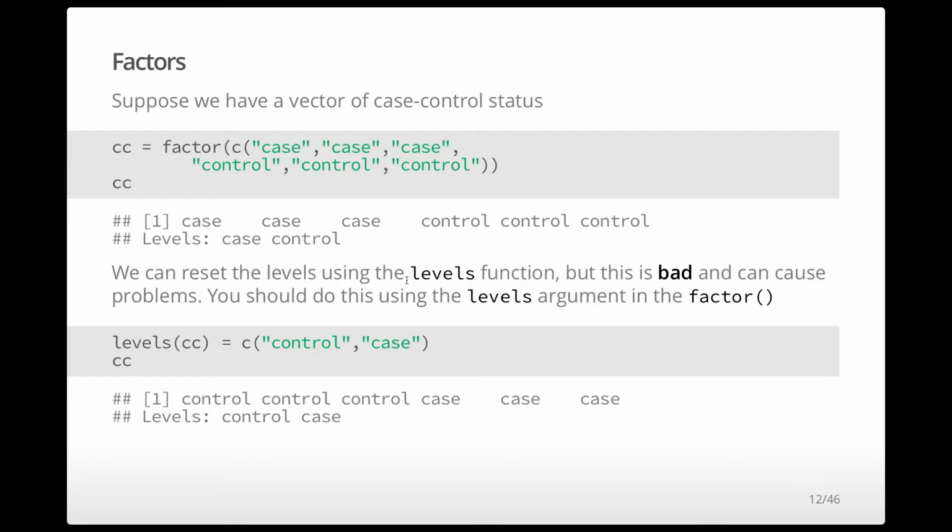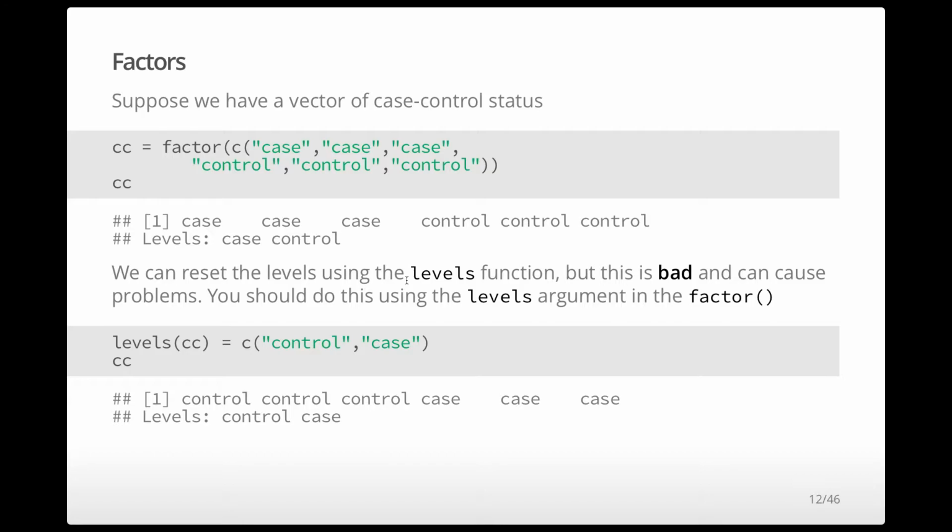Now, here we did case control. Again, why is case first? Because case comes before control in the alphabet. We didn't specify the levels explicitly. Now, we can reset it using the levels function, and some code out there will show you to do that. But it is bad. It can cause some problems. It can cause complete flipping of your labels. You don't want that. So what we did right here, level CC equals control case, does not do what you think it does.